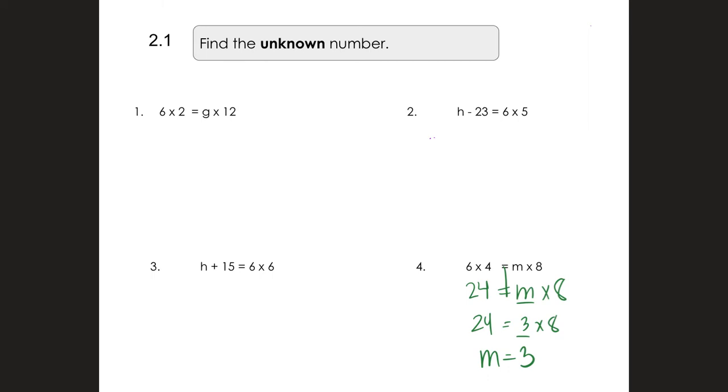Your quiz has two questions like these. And I would say that they most closely resemble number 2 and number 4 and number 1, because number 1 and number 4 are the same type.